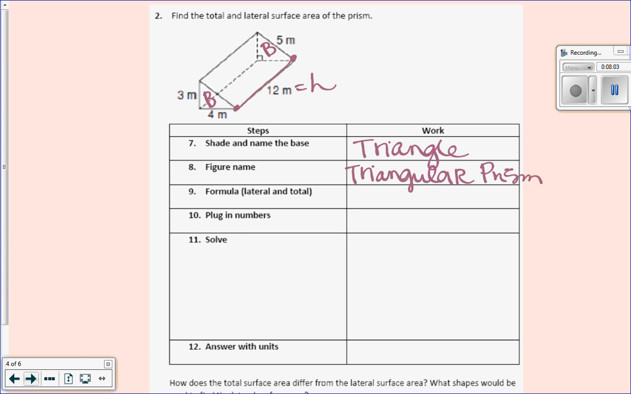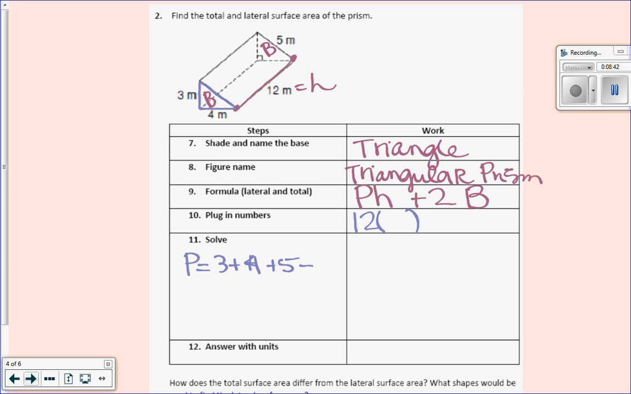Let's go ahead and solve for the total surface area. So we have P times H plus 2 times B. Let's actually solve for P out to the side here. What does P stand for? Perimeter of the base. Good. So we're going to add 3 plus 4 plus 5, which gives us what? Good. 12.